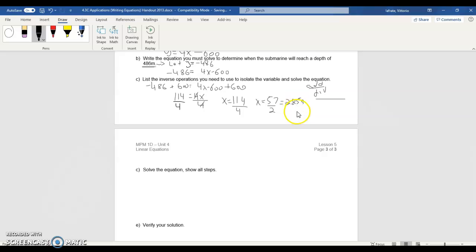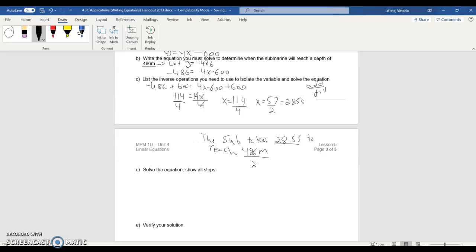So 28.5 seconds. So what I'm going to do is write a therefore statement. Therefore, the sub takes 28.5 seconds to reach 486 meters. And so that's our therefore statement.